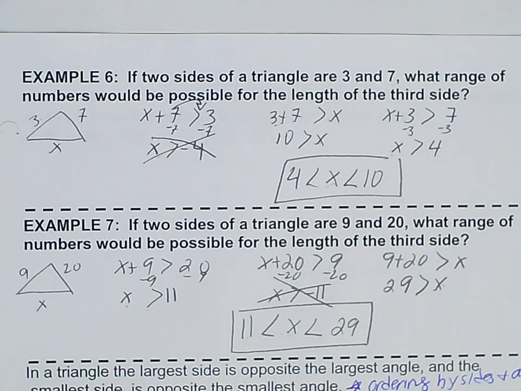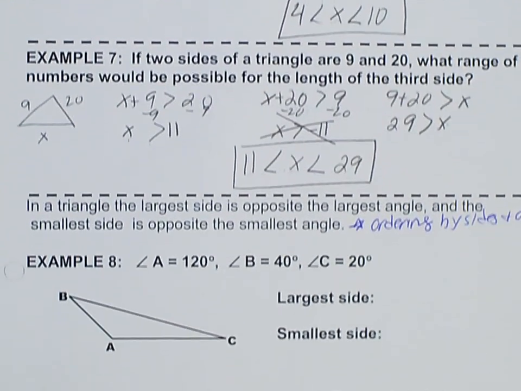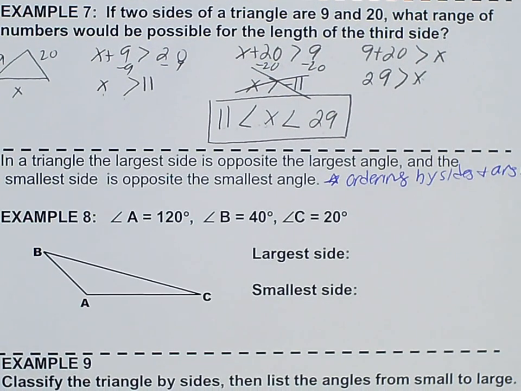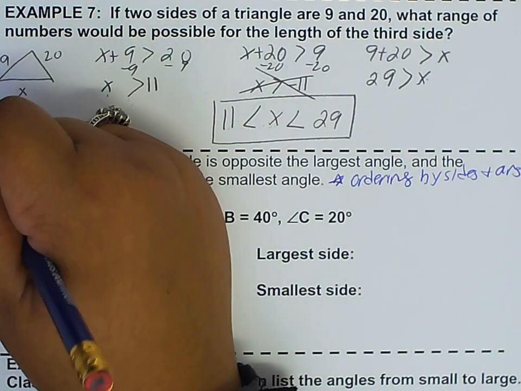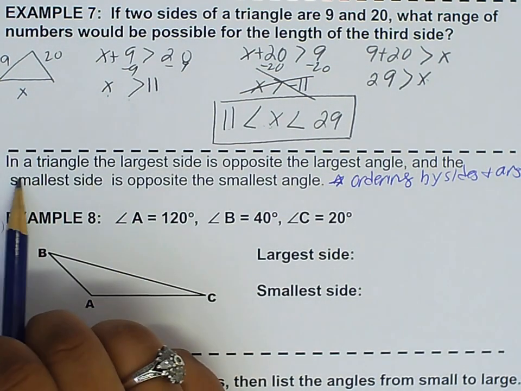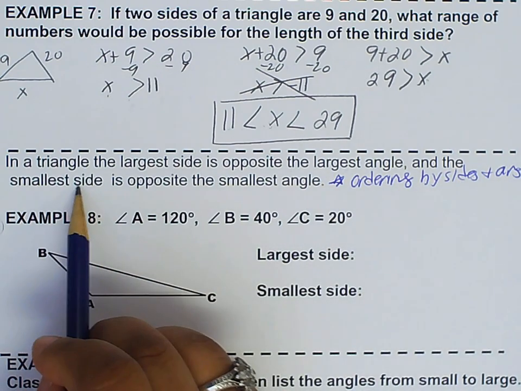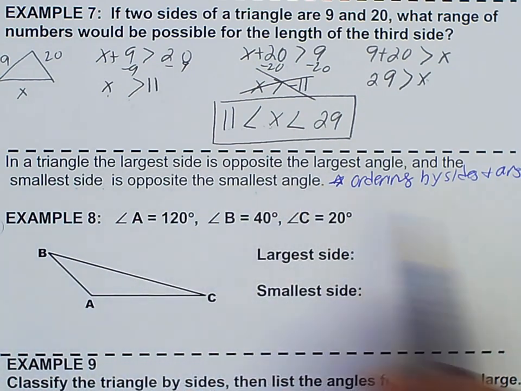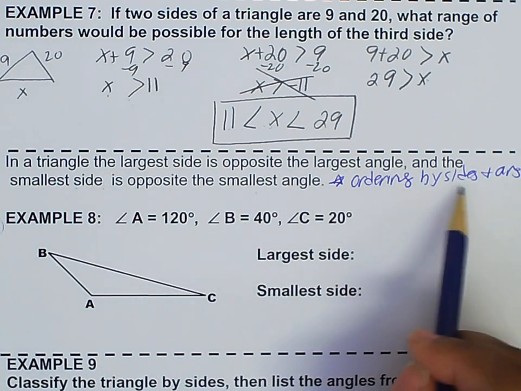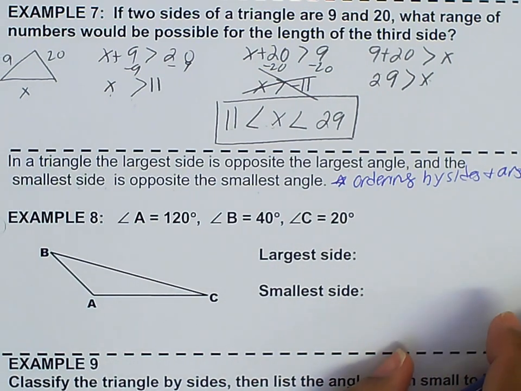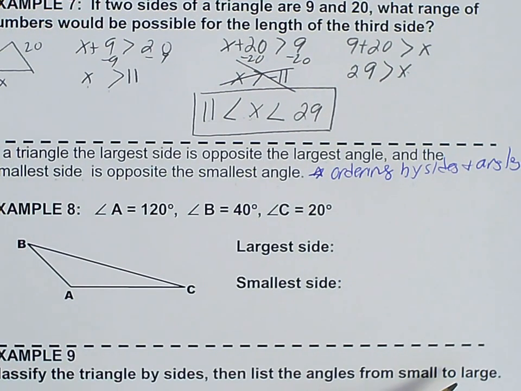All right, let's try something a little different. Okay, this little thing that I wrote, you might want to star, is kind of important. It says, in a triangle, the largest side is opposite the largest angle, and the smallest side is opposite the smallest angle. So you can use this to help you order by sides and angles. So you might want to star that. And that's just, I got cut off.